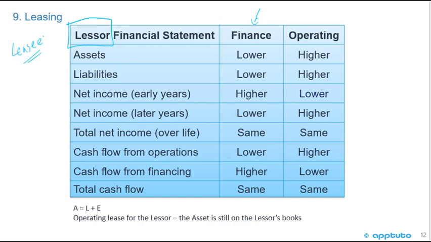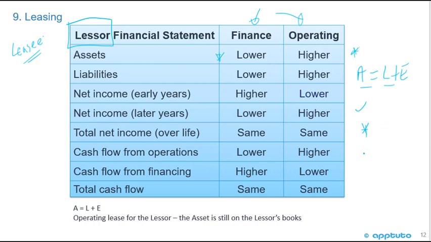If it's a finance lease, the lessee has the asset, so the assets are going to be higher. From the lessor's point of view, it's going to be lower, okay? If it's an operating lease, from the point of view of the lessor, the asset is still on the lessor's books, so their assets are going to be higher, okay? So if I've got the higher assets, again, assets equals liabilities plus equity. If I've got the higher assets, I've got the higher liability. I've got the lower net income in the early years. Net income in the later years is going to be higher. Total net income over the life is going to be the same.